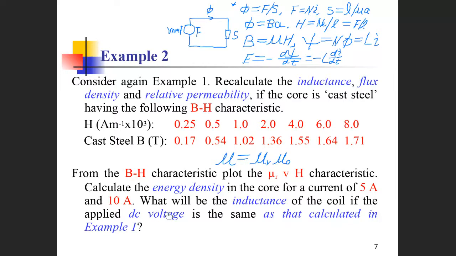Furthermore, what will be the inductance of the coils if the applied DC voltage is the same as that calculated in example 1? In example 1, you calculated that the coil has a resistance of 1.37 ohms. If you apply the voltage that you calculated in example 1, you got the current there. How much is it? Do you still remember? Then 5 amperes. You got 0.7 volts, then 5 amperes.